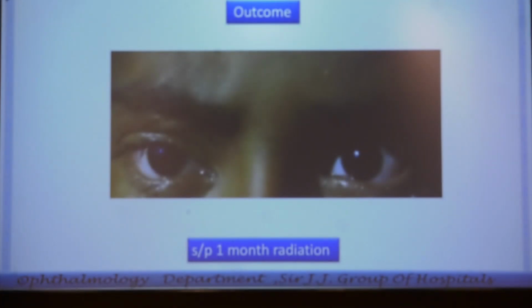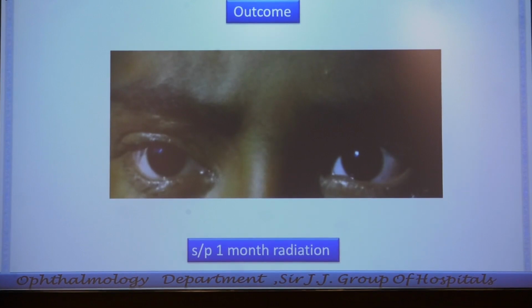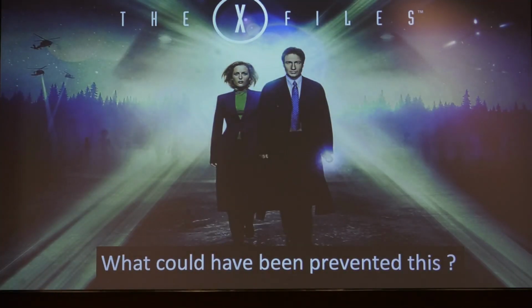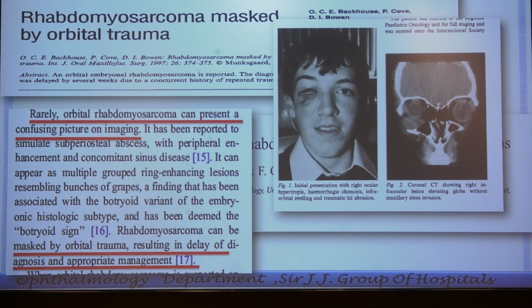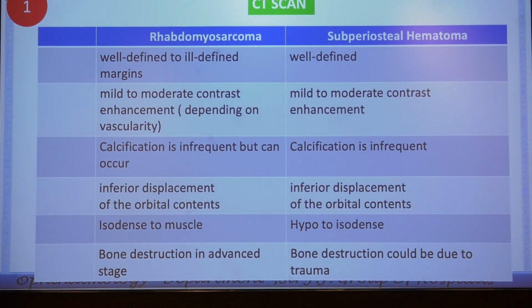The child was doing well for a certain time. This is an old case. Later on, the recurrence happened, and the child also developed metastasis after every treatment and could not survive. But this case tells us that whenever you see a case which could appear as just a subperiosteal hematoma or trauma, you need to evaluate properly, as it has been given in literature that RMS can mask orbital trauma, and sometimes it appears almost the same, and the patient doesn't come with the typical proptosis of RMS.